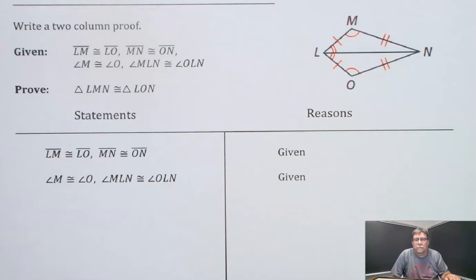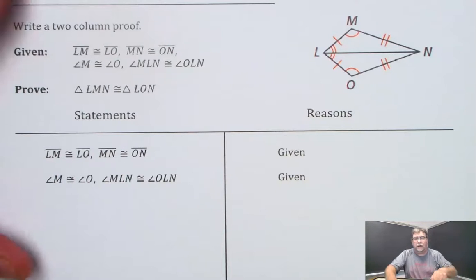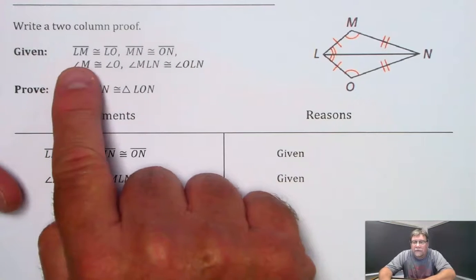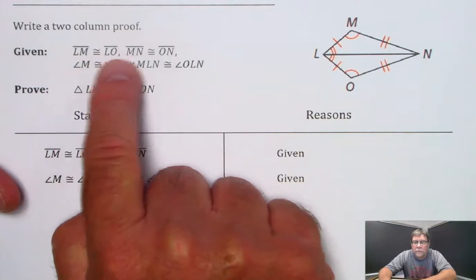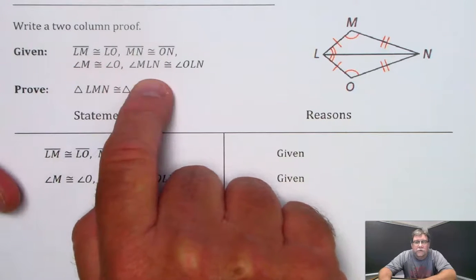It's time to do a two-column proof. Here we're going to prove a couple of triangles are congruent. We look at the proof itself. We have some given information. We're given a couple of sides congruent, a couple of angles congruent.